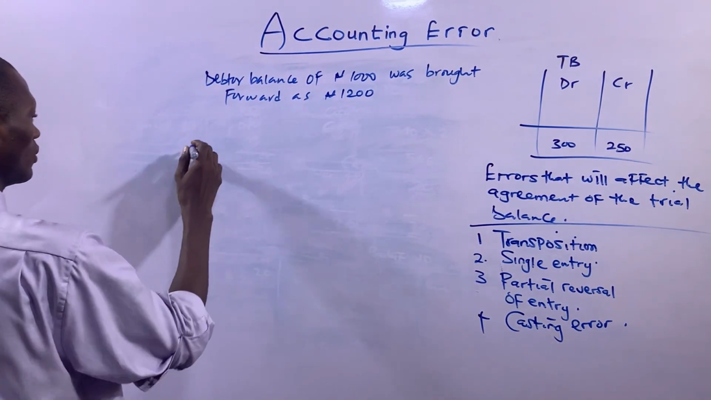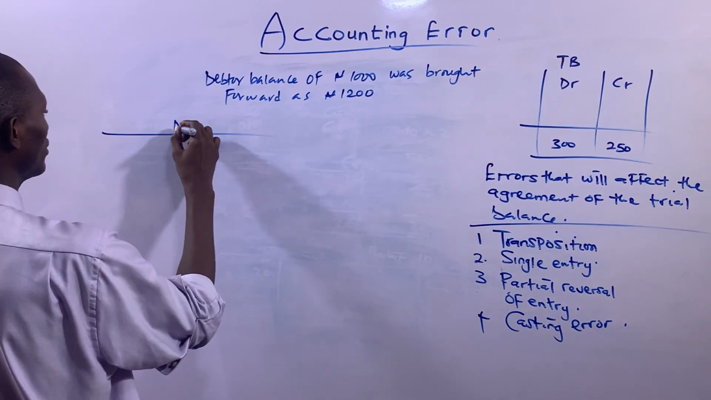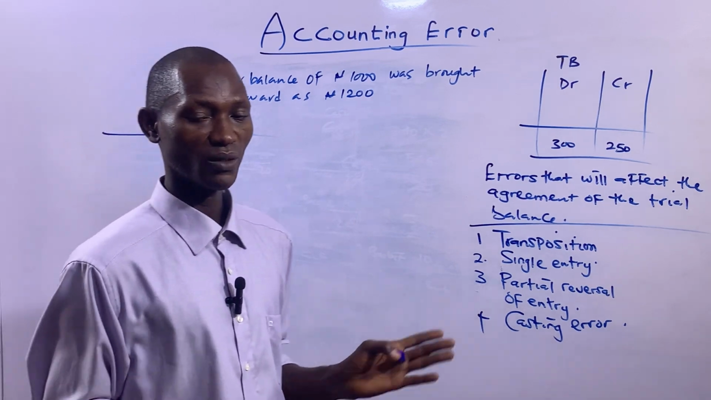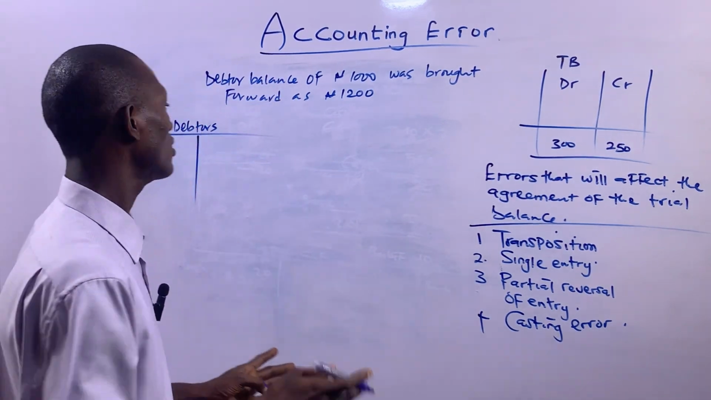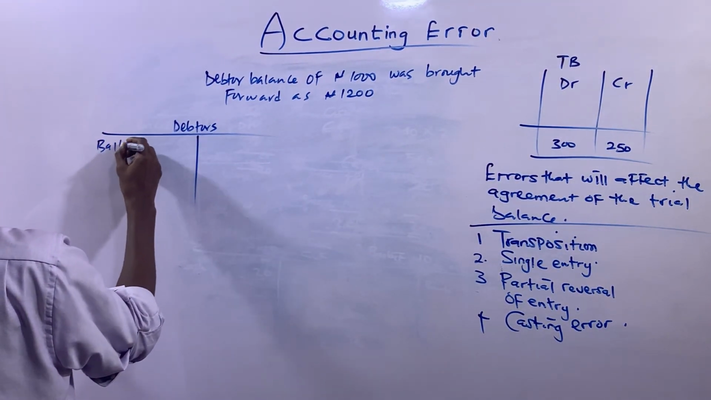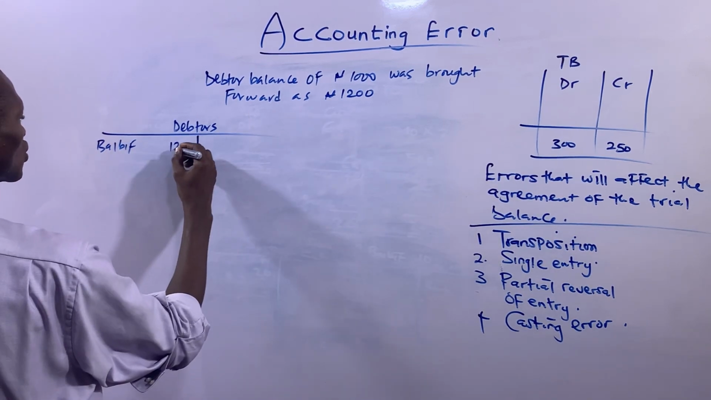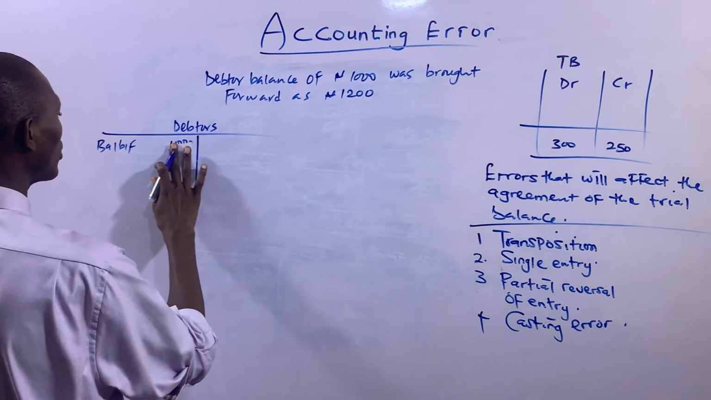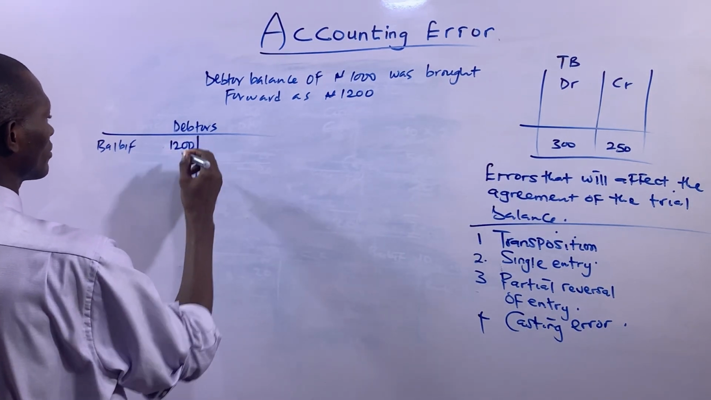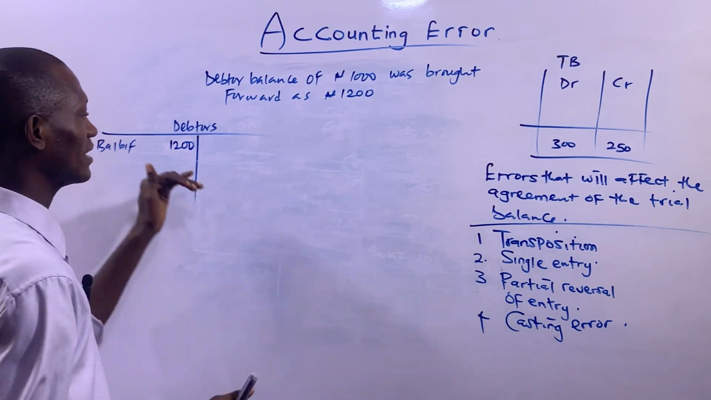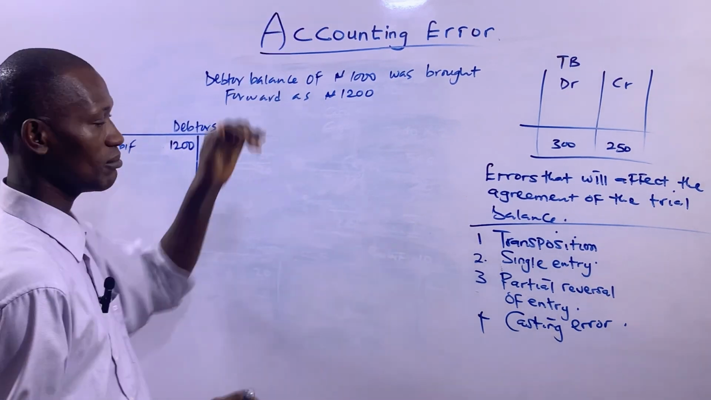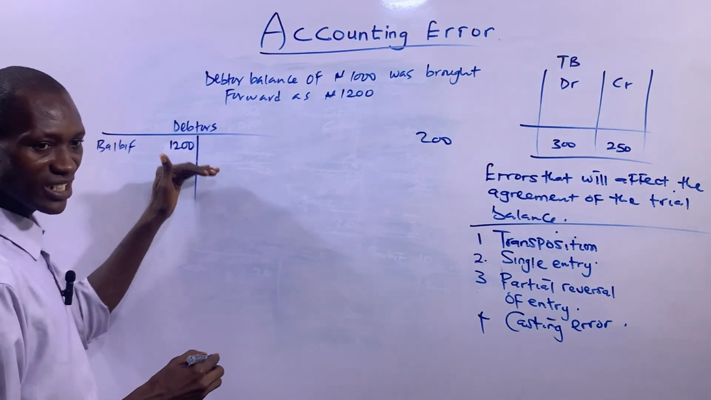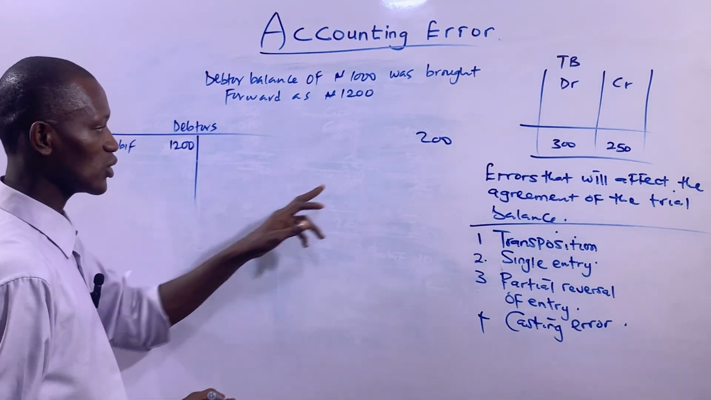So here now we have debtors. Debtor is an asset, a component of current assets, and all assets are debited. So we have a balance brought forward of 1,200, although it should be 1,000. What this means is that the debtors account had been overcast by 200 naira. So we have to reduce this debtors account by 200 naira.